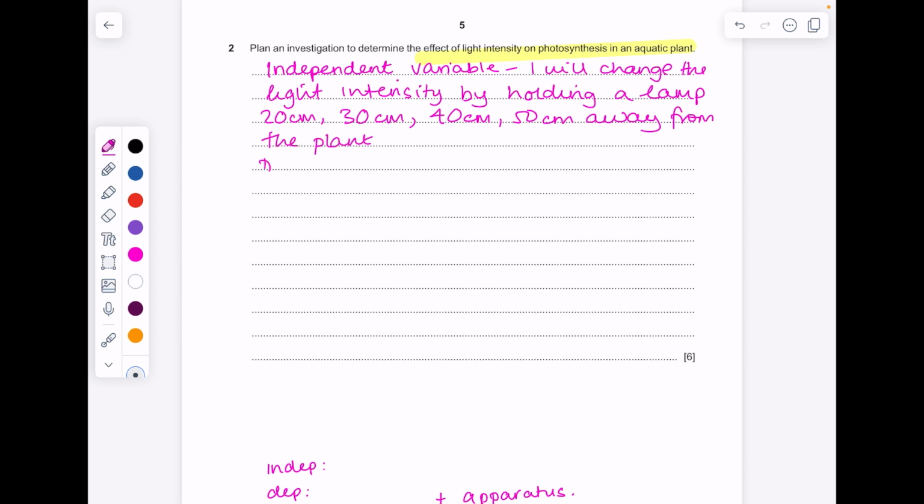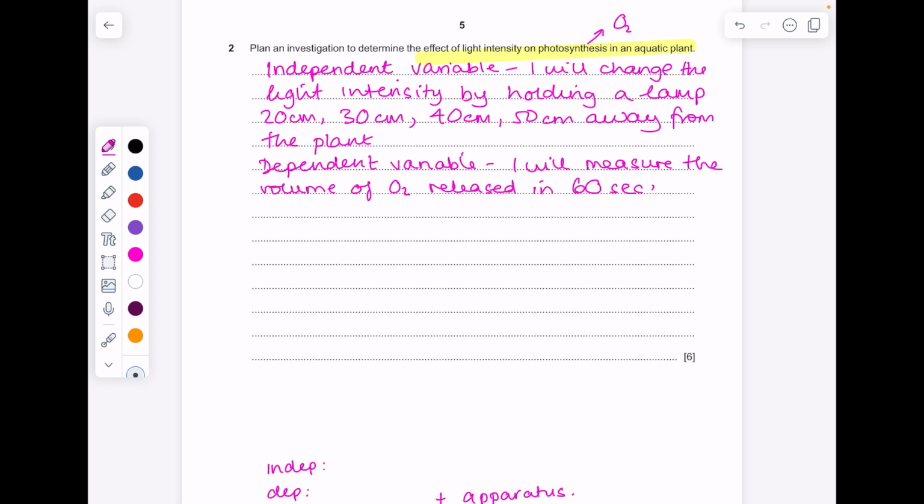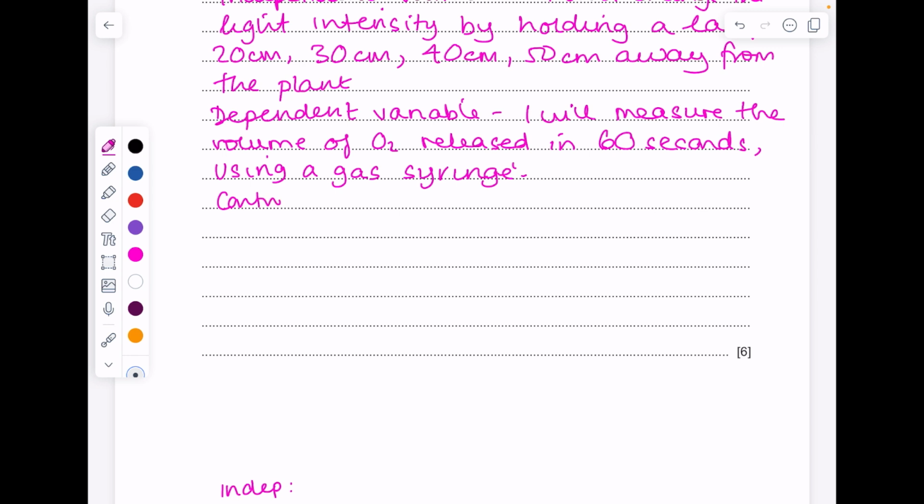What about our dependent variable? So what am I measuring? Well, I'm looking at the effect of light intensity on photosynthesis. So how am I going to measure the rate of photosynthesis? Remember that photosynthesis produces oxygen. So our dependent variable here will be, I will measure, be really specific here. Don't say the word amount, they will not like that. The volume of oxygen released, give a time frame, in 60 seconds, and then use appropriate apparatus using a gas syringe. I am really racking up those marks here. What about my control variables? So what do I need to keep the same?